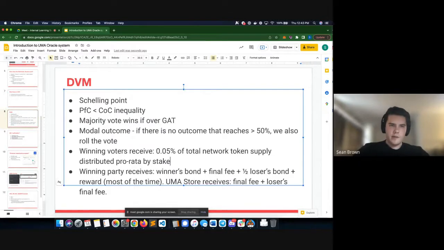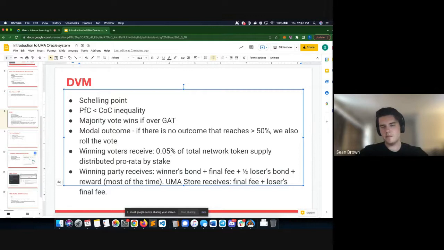other mechanisms within the DVM, basically if you vote with the majority, if you vote correctly, there are inflation rewards paid out. So these are the rewards you claim in the voting DApp. Inflation rewards are 0.05% of the total network token supply, distributed pro rata by stake to the winning vote.